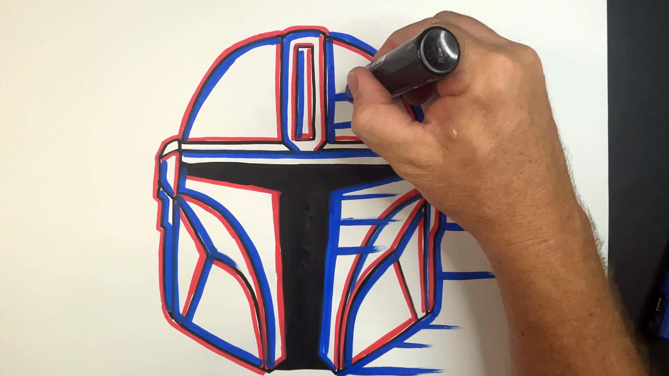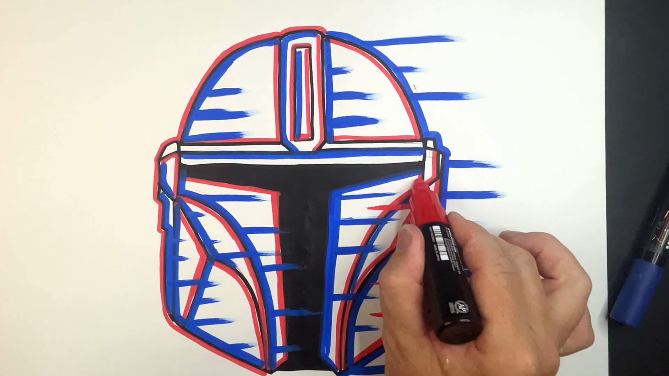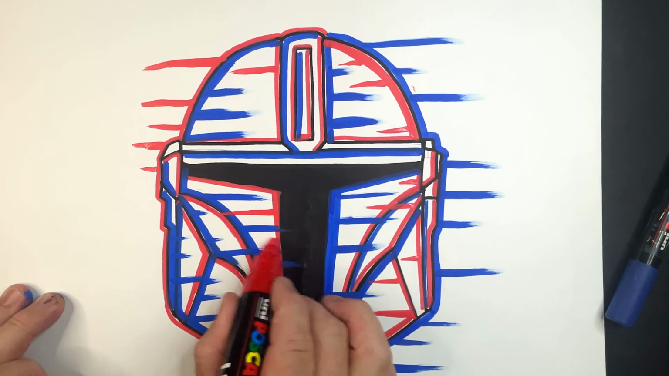In this video, I'm starting with the blue flicks and I'm flicking them out to the right using my Posca marker. Try and keep your lines horizontal. Grab your red Posca marker. You can use a ruler, but in this one, I'm not. I like to flick my lines out to the left using the red Posca marker.